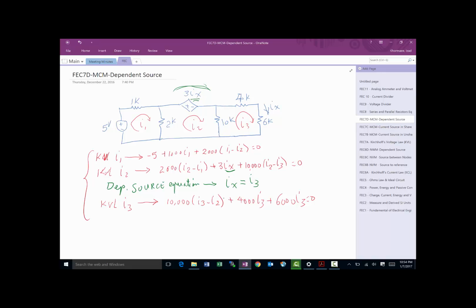Other than that, that takes care of this particular case where you had a dependent source. The process was exactly like we always do the mesh current method, which is identify the meshes, write the currents, and then write the KVL for each one of the meshes. In this particular case, you just had to write 1 extra equation. We call that the dependent source equation. That brings us to the end of this video.